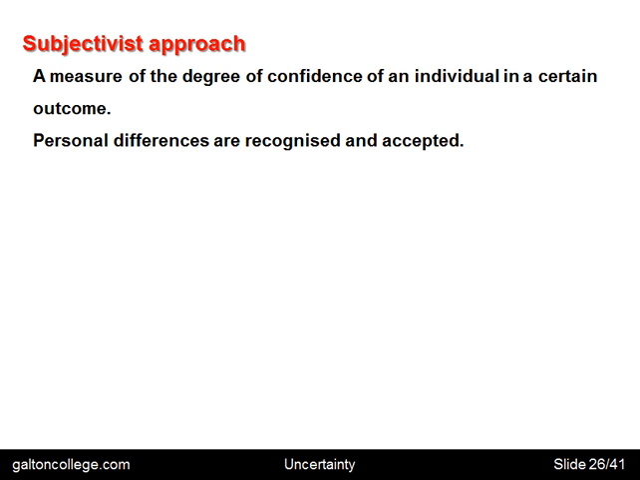With the subjectivist approach, of course, personal differences are recognized and accepted. If two of us decide on what's likely to happen to the weather next Sunday, I might say it's going to rain with a 50% chance, and you might say it's going to rain with a 10% chance. We are different. We have assessed differently. We are different people.